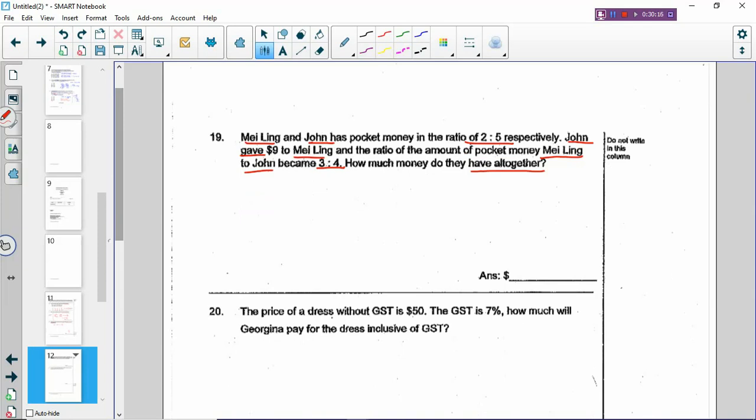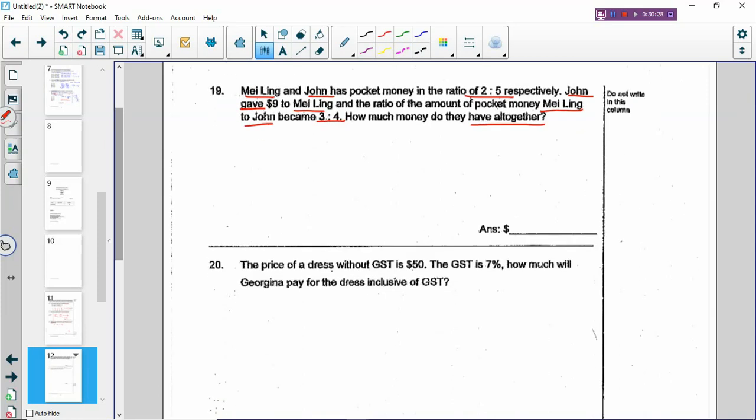Then the next thing to ask is what is unchanged? There will be 4 answers that you need to think about. The total is unchanged, one group unchanged, or difference unchanged, or everything changes. So in this question, there is a transfer. John gave $9 to Mei Ling. There's a transfer, and so the total is unchanged. Then you can draw your model.